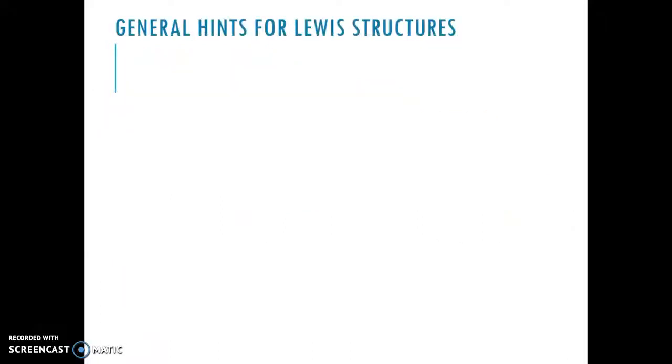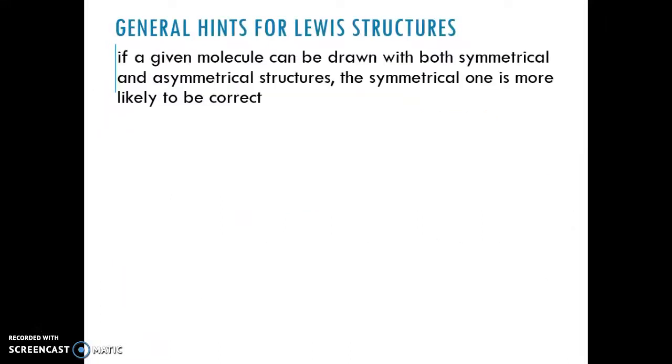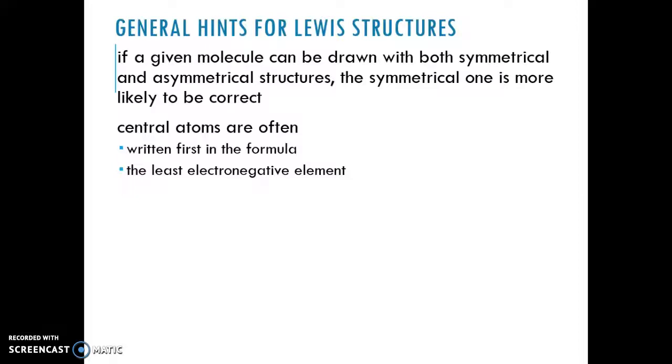So just some general hints for Lewis structures. These are things that we've gone through before. If a given molecule can be drawn both symmetrically and asymmetrically, you're going to go with the symmetrical one. It's more likely to be there. Remember that the central atom is often written first in the formula, or it's the least electronegative element, or what we learned last year, it's the element that can form the most bonds. So carbon always winds up being our center atom because it needs 4 bonds.